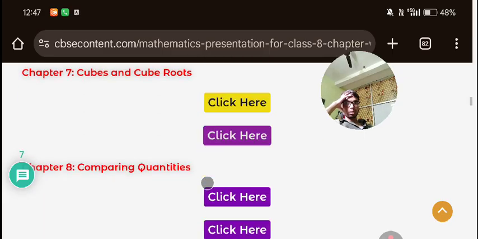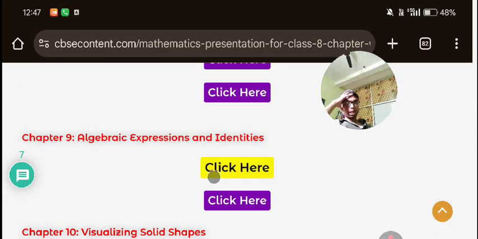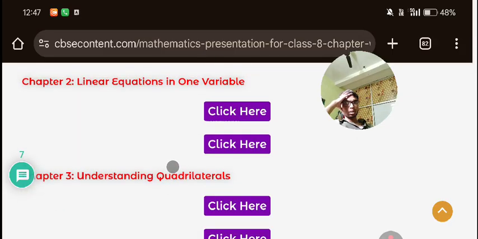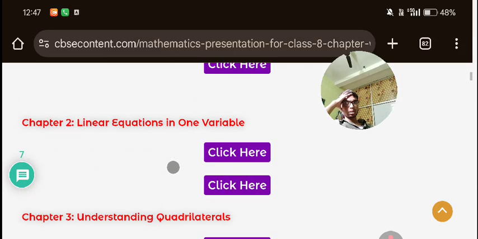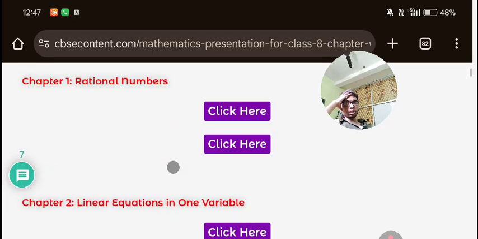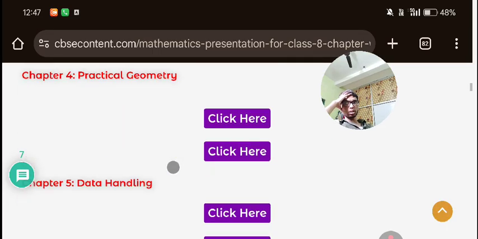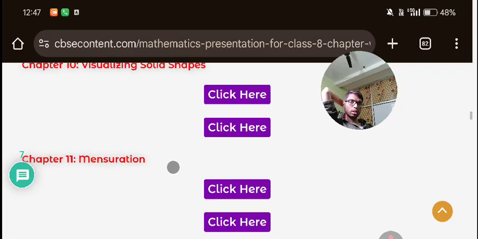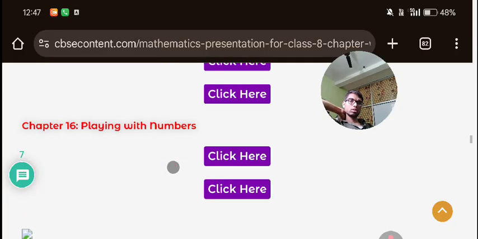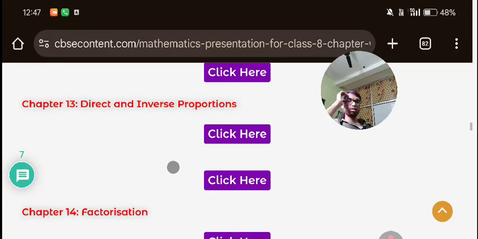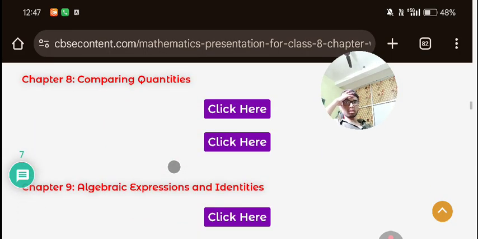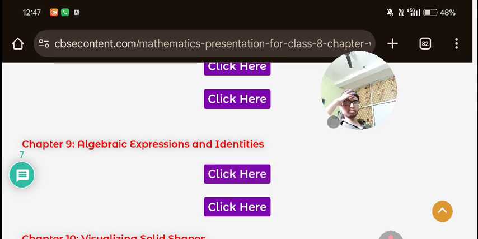Now next we have algebraic expressions and identities. Algebraic expressions are done, and data handling is also done. This is comparing quantities. Now we are here. Mensuration, playing with numbers, chapter 15. We are here: algebraic expressions and identities.